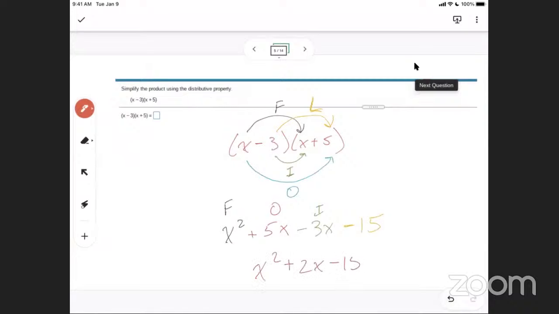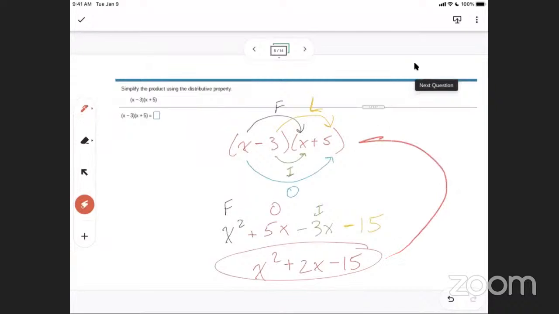Perfect. And if I ask you to factor it, guess what you'd get? You get that back if you did it right. What multiplies to negative 15 and adds to 2? Think about it. What multiplies to negative 15 and adds to 2?